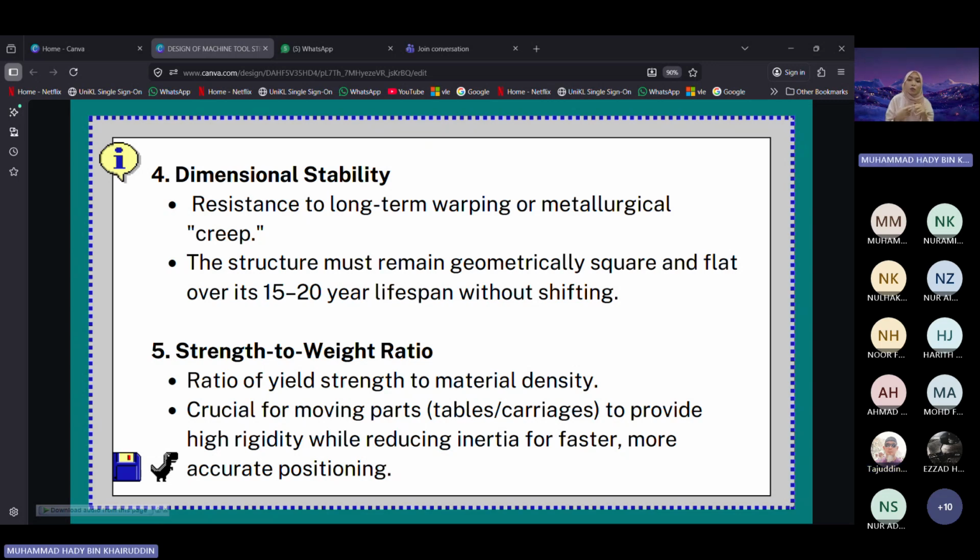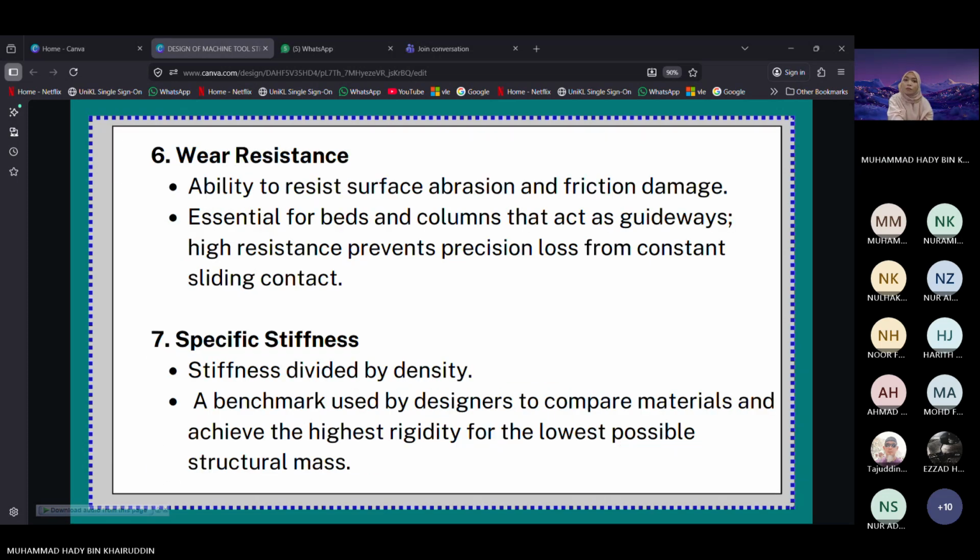Fifth is the strength to weight ratio. This is crucial for moving parts like table and carriage. We need high rigidity combined with low mass to reduce inertia, allowing for faster and more accurate positioning. This is where wear resistance comes in, as pads and column often act as the guideways for sliding parts. High resistance to abrasion is essential to prevent the loss of cohesion caused by constant friction.